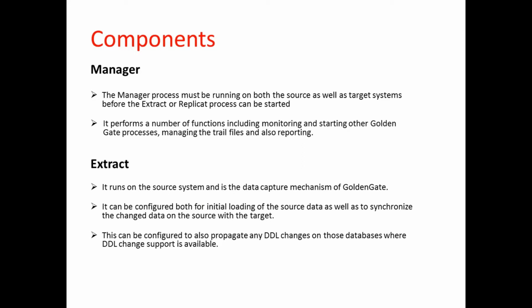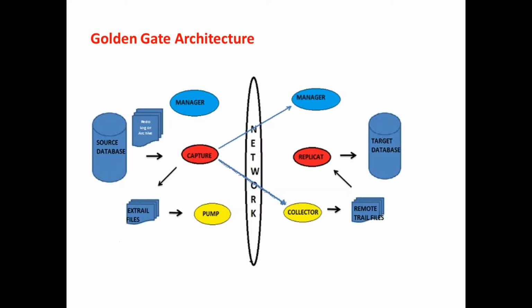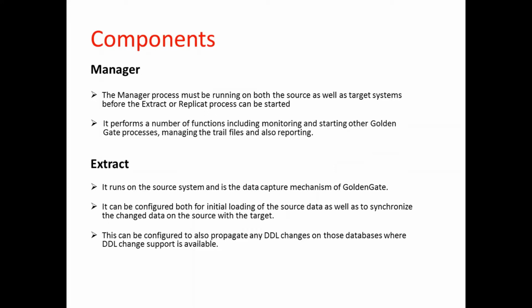The data capture mechanism can be configured for initial load of the source data as well as change synchronization. Change synchronization means whatever changes are made in the database are captured and sent. Initial load is just like an export and import: you export the complete data and import it. Such a utility we can also use in GoldenGate. It is not a much used utility, but we can use initial load. Generally, the popular utility is change synchronization. Initial load is also one of the topics which we will cover.